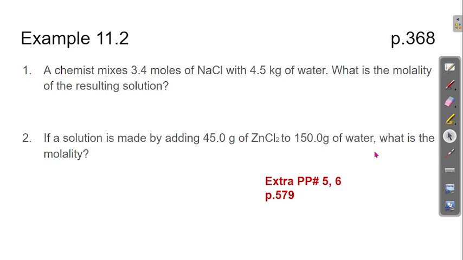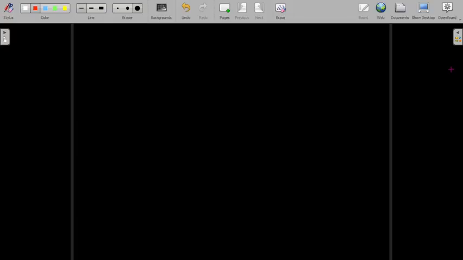So this is a plug-in. Number 2, if a solution is made by adding 45.0 grams of zinc chloride to 150 grams of water, what is the molality? This is one you're going to have to do a little bit more math, but not complicated yet, okay? And then we're going to do extra practice problems 5 and 6. Let's start with the first section of this example.